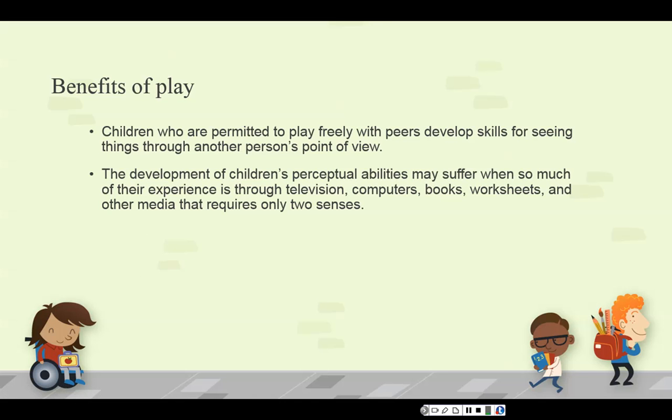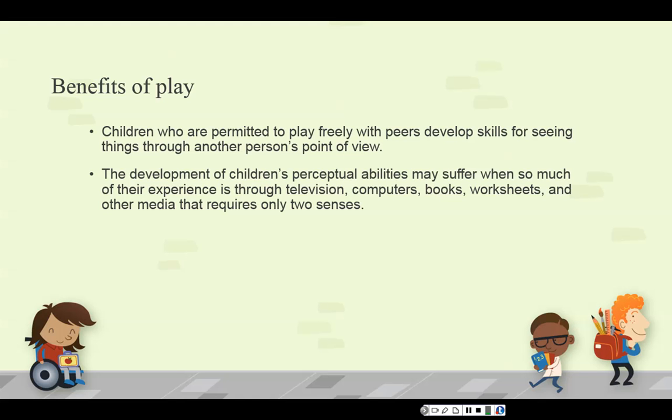All right, some benefits of play here. Children who are permitted to play freely with peers develop skills for seeing things from another person's point of view. All right, so here we're talking about both social development and emotional development. They have to understand how they would feel in different situations to understand how other people are going to feel in different situations, so they know how to treat people.